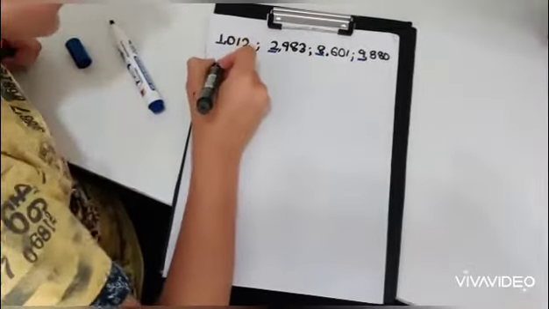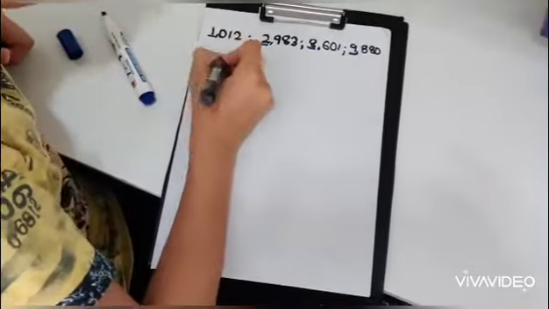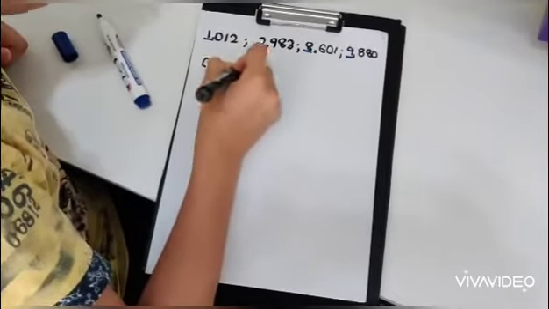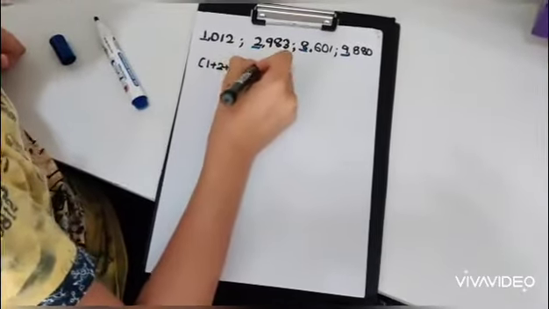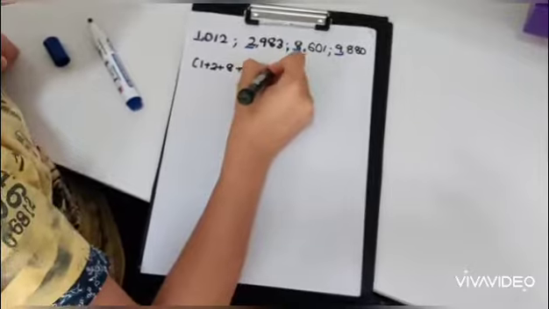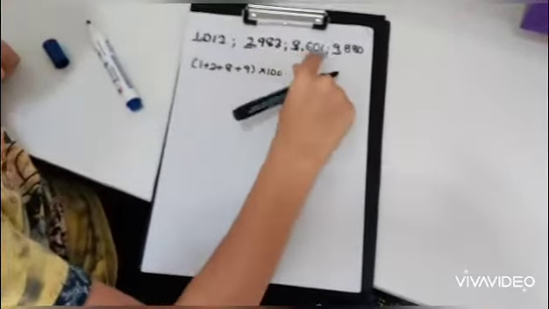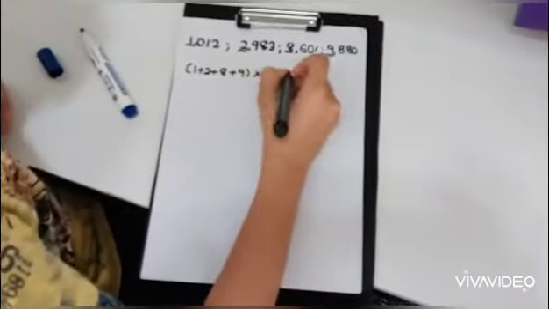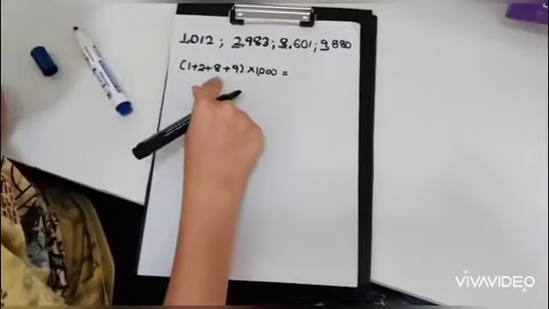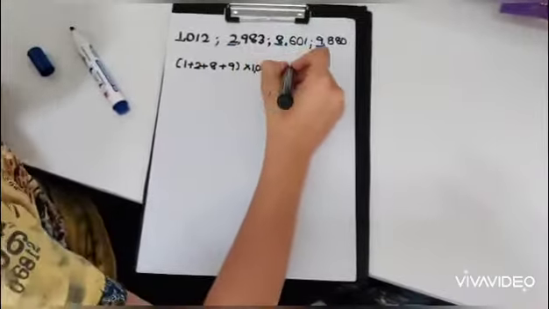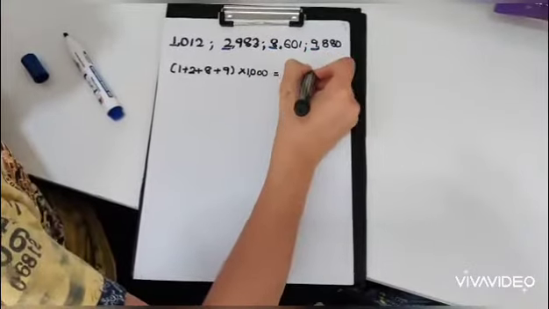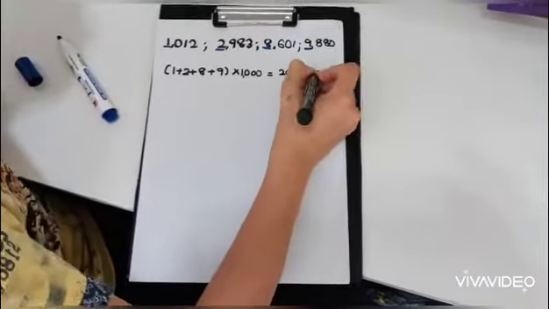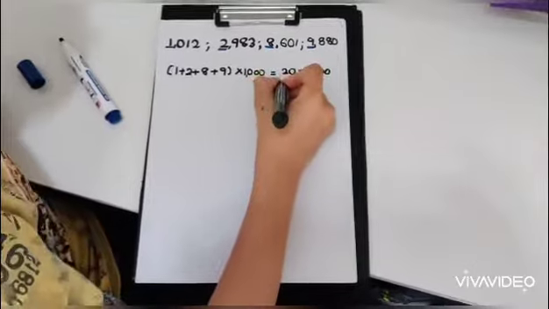Yeah, so we have to take the sum of all of these thousands place. So we'll just add them. 1 plus 2 plus 8 plus 9 into 1000, since all of these are the thousands place. 1 plus 2 plus 8 plus 9 is 20. So 20 into 1000, that is 20,000.